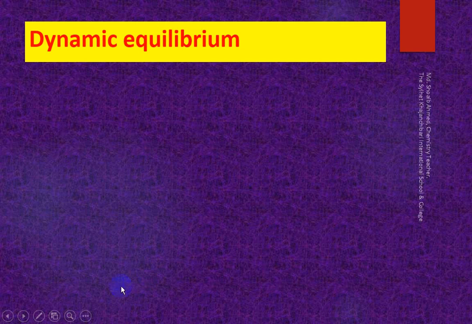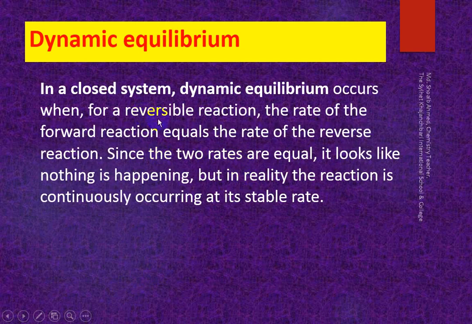Okay, dynamic equilibrium in a closed system. For the closed system, have you seen these things? No. Dynamic equilibrium occurs when, for a reversible reaction, the rate of the forward reaction is equal to the rate of the reverse reaction. Since the two rates are equal, it looks like nothing is happening, but in reality the reaction is continuously occurring at a stable rate. So dynamic equilibrium must be in a closed system. For dynamic equilibrium, the system must be closed.